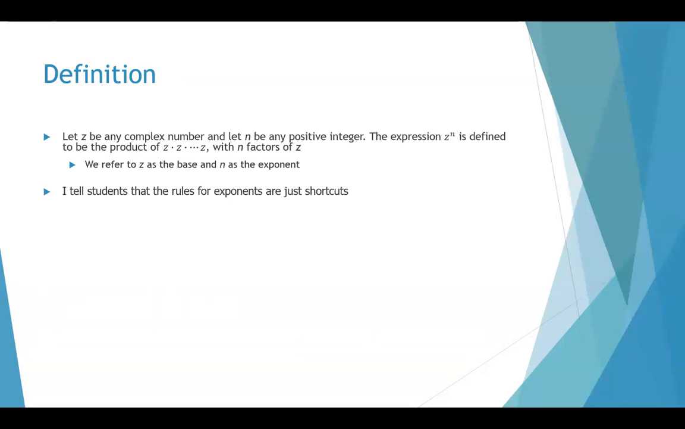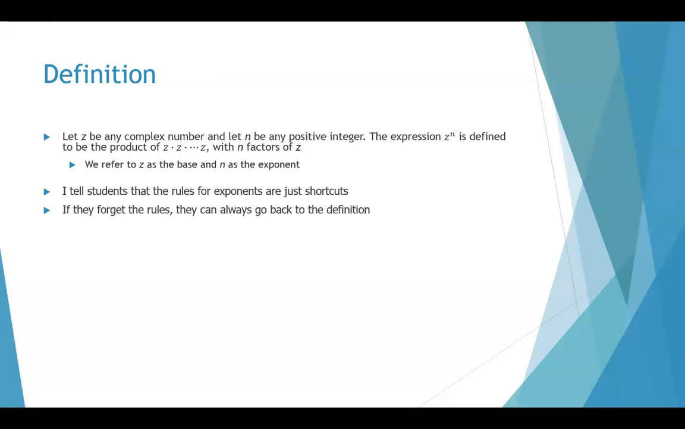I tell students that the rules for exponents are shortcuts. That's really what they are. If they forget the rules, they can always go back to the definition.